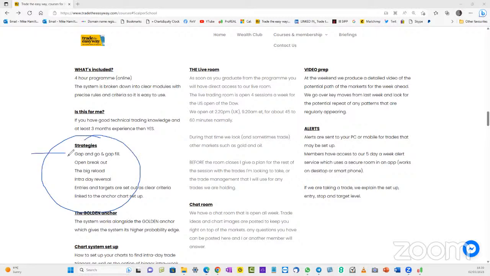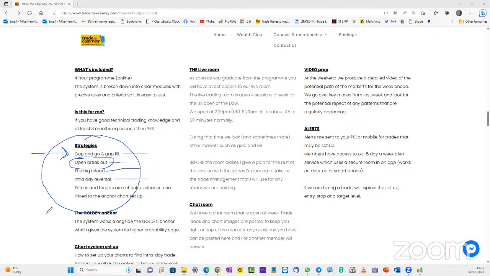This program basically covers these strategies. The strategies I use are all based on basic support and resistance. They're based on the way I read the daily chart and interpret and predict the daily chart. They're looking at how I use gaps, in other words, the difference between the cash close on yesterday's market and the cash open on today's market. The open breakout: pretty much all the markets, the Dow, NASDAQ, FTSE, gold, have open breakouts today. The big reload is a fancy way of saying buying pullbacks.